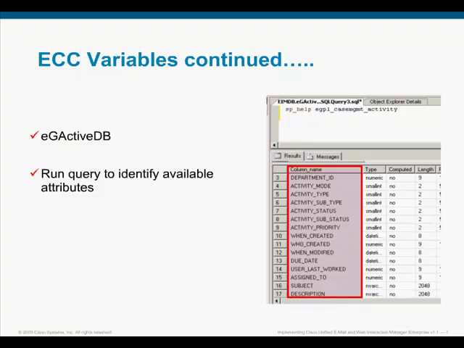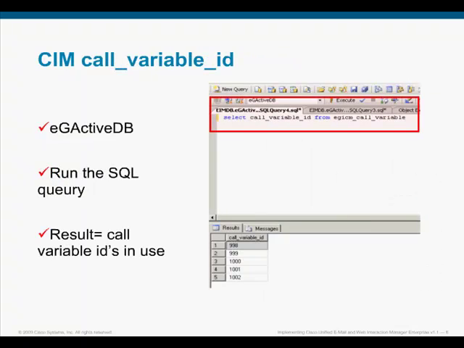Also note down the exact names of the activity attribute. Attributes and call variables are case sensitive. The call variable will need to match the case of the attributes listed here. From the EG ActiveDB, run a query on the EG ICM call variable table to identify the call variable IDs that are already in use.